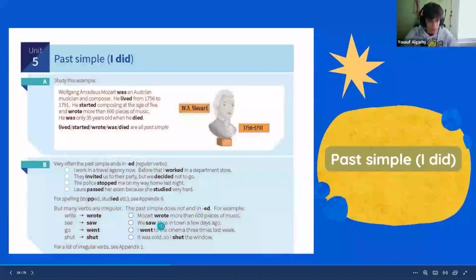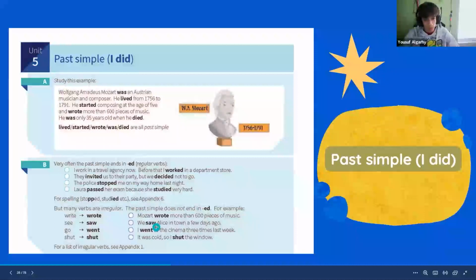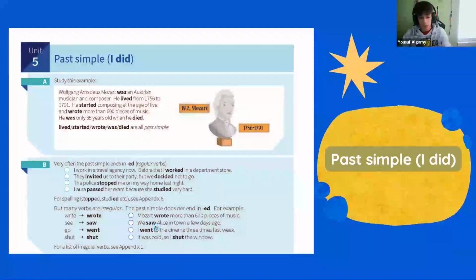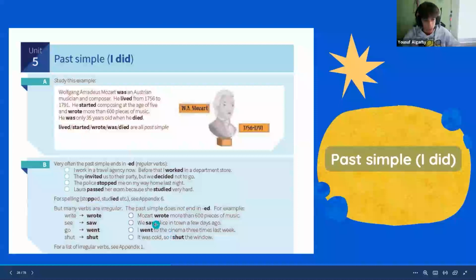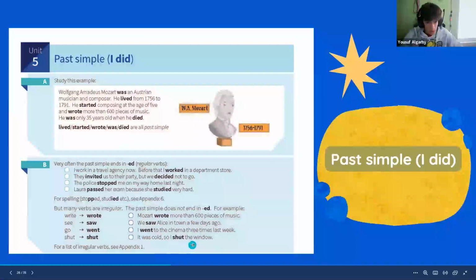All right, so here we have sentence examples. Mozart wrote more than 600 pieces of music. All right, so here we have the example of wrote. We saw Alice in town a few days ago. I went to the cinema 3 times last week, and it was cold, so I shut the window.